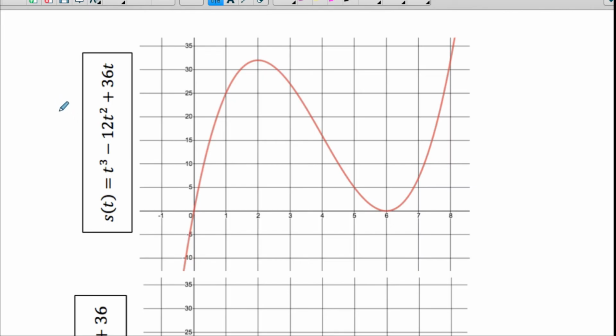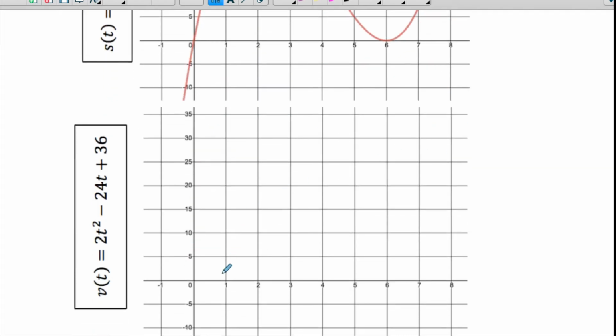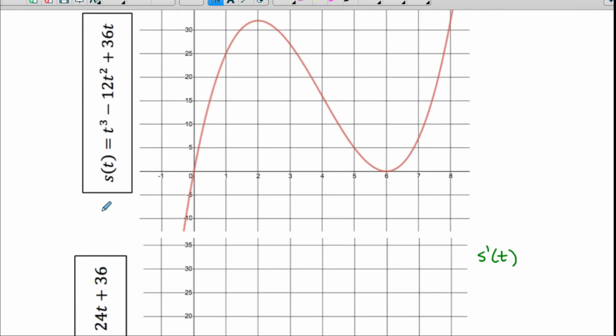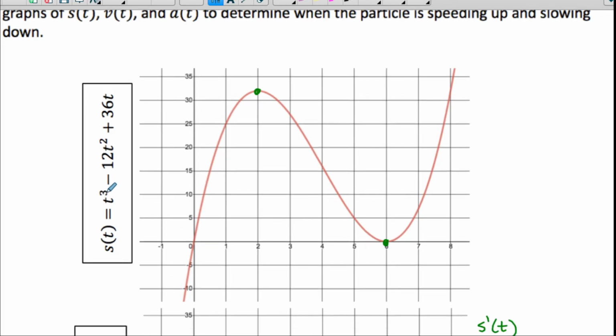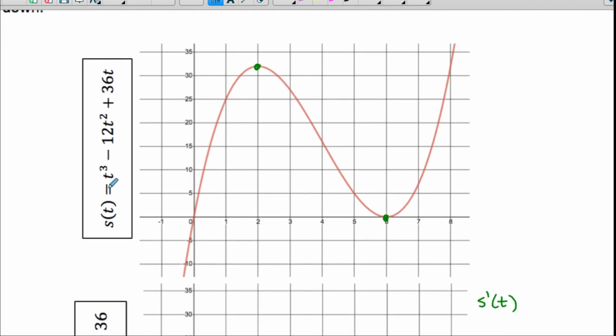So we want to look at this displacement graph and figure out what the velocity graph is going to look like. And remember, velocity is the first derivative of displacement. So we're looking at the rate of change of this function. Well, the rate of change of this function here and here would be 0, because the tangent slopes drawn there would be horizontal. They would have a slope of 0.